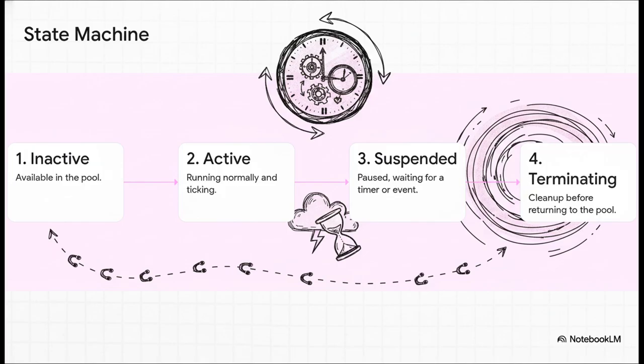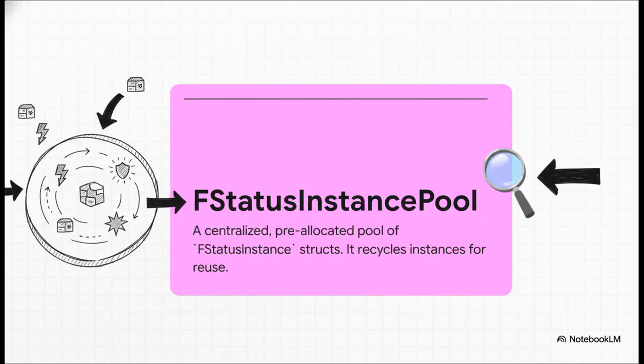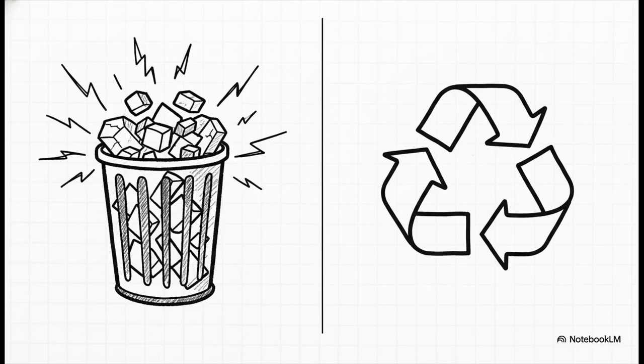An instance has a simple life. It's active, maybe it gets suspended, and then it's terminated to be reused. But terminated doesn't mean destroyed. It just goes back into a pool ready to be used again. This whole recycle, don't destroy approach is key. It avoids tons of memory allocation during gameplay.